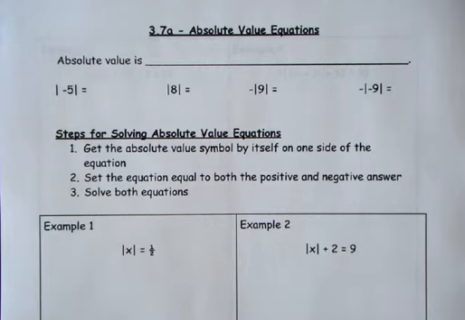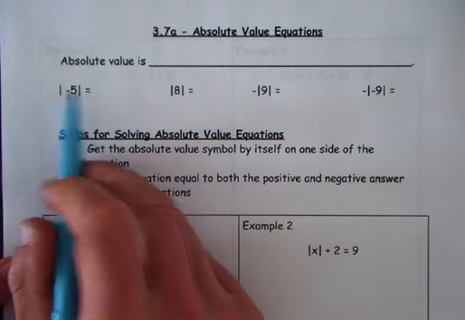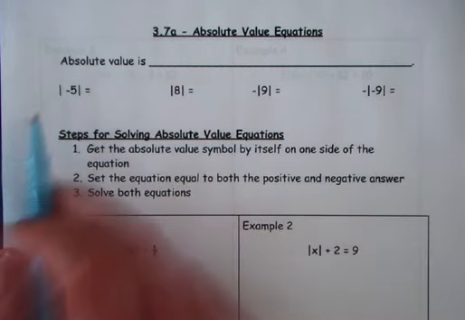This is section 3.7, going to be 3.7a. So we're looking at absolute value equations. You should have learned what absolute value is last year. This is still part of our review unit, but just to remind you what absolute value is. Absolute value looks like this, right? It has these straight up and down lines as symbols.